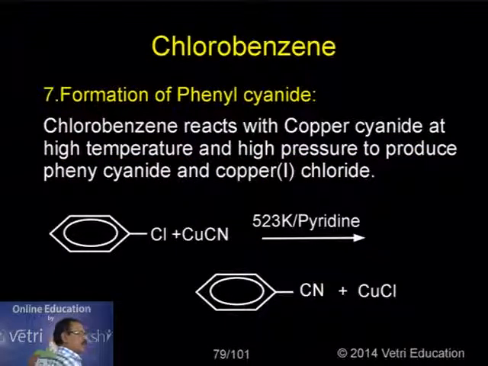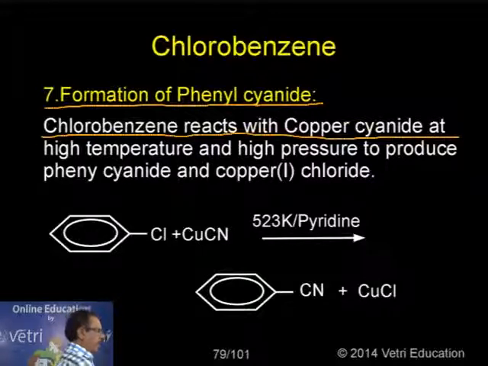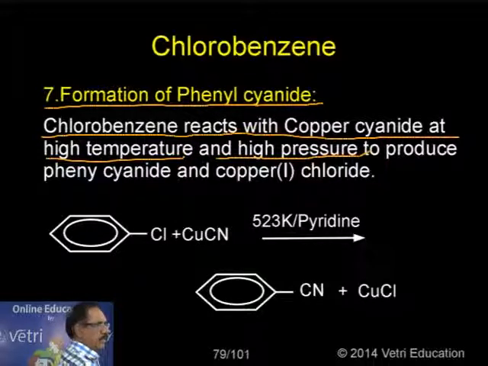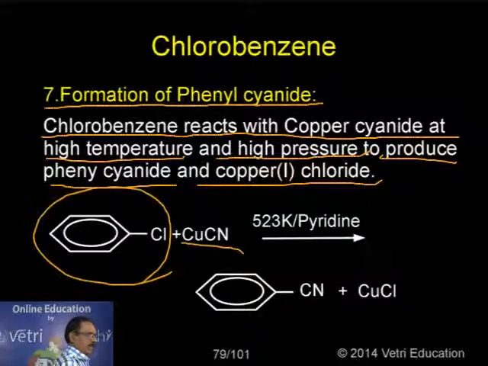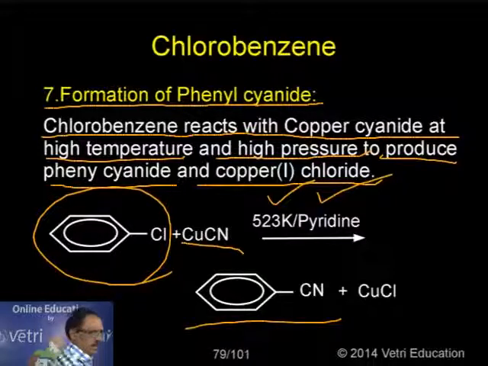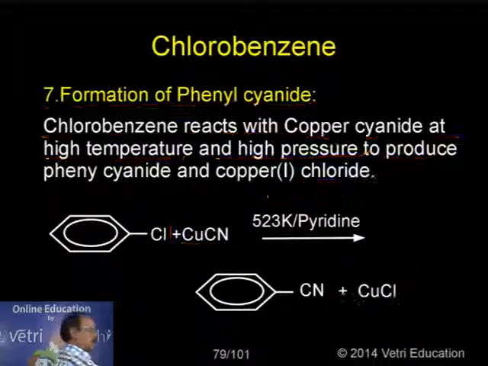The next most important reaction is formation of phenyl cyanide. That is, Cl will be substituted by CN minus. Can you follow? Chlorobenzene reacts with copper cyanide at a high temperature and high pressure to produce phenyl cyanide and copper(I) chloride. So, chlorobenzene again reacts with the copper(I) cyanide at 520 Kelvin in presence of pyridine. We are getting phenyl cyanide and copper(I) chloride. This is very interesting information.